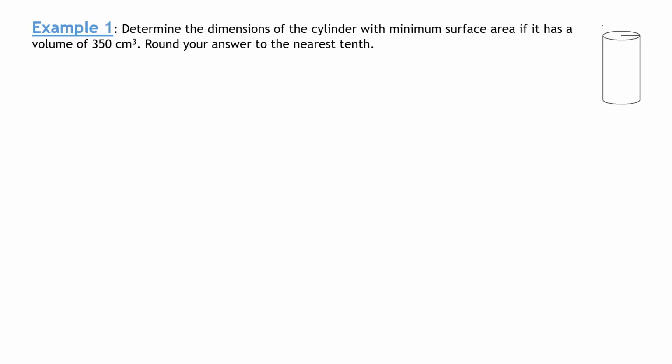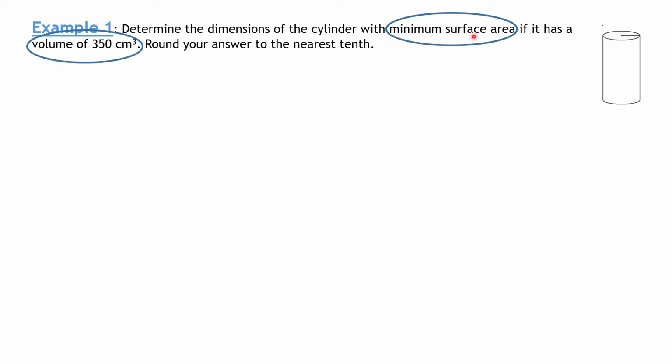Example 1. Determine the dimensions of the cylinder with minimum surface area if it has a volume of 350 cubic centimeters. So read the question. What information is there that's important? Well, they're mentioning surface area, minimum surface area, but giving us a volume measurement, not a surface area measurement. So what are we supposed to work with, surface area or volume? The question is asking us for the dimensions with a minimum surface area, and it's giving us this volume.